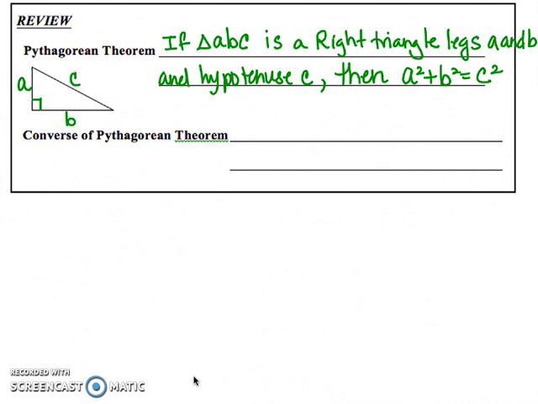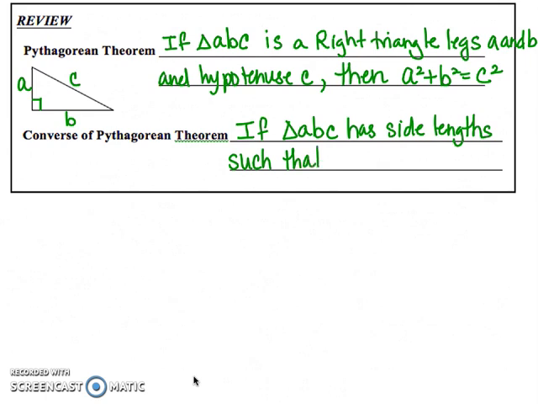The converse of the Pythagorean Theorem then says that if triangle ABC has side lengths such that A squared plus B squared equals C squared, then triangle ABC is a right triangle.